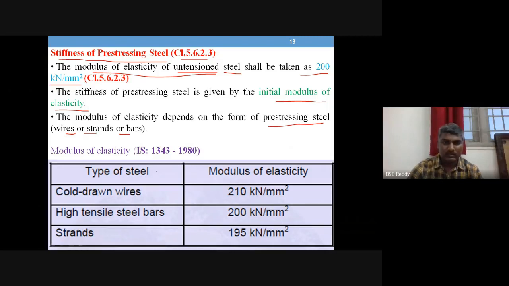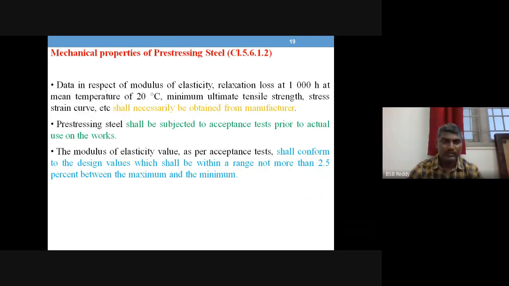Okay, so the earlier IS code specifies these values, but the code which is modified in 2012 will be different on this one. I'll show you that also, we'll discuss in detail. So the Young's modulus is changing with the type of steel, okay, right? Whereas for untensioned steel like HYSD bars, it is the same, 200. Okay, and this is what the clause on mechanical properties of prestressing steel says.